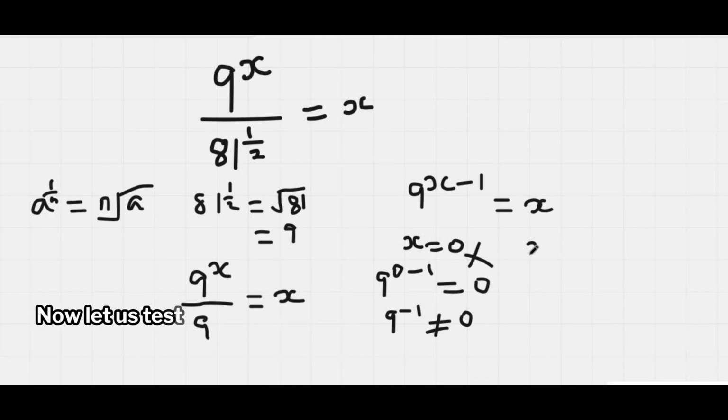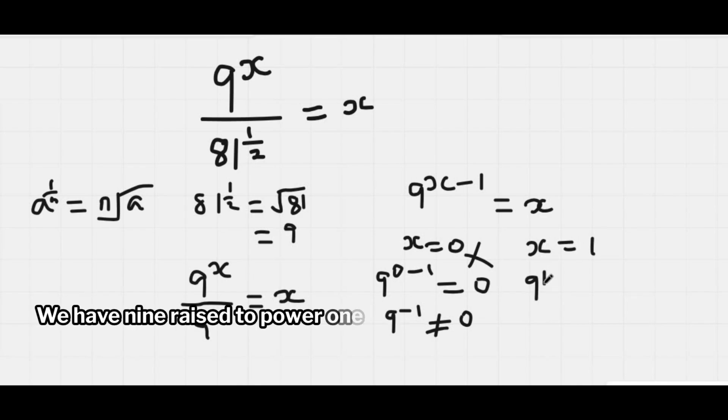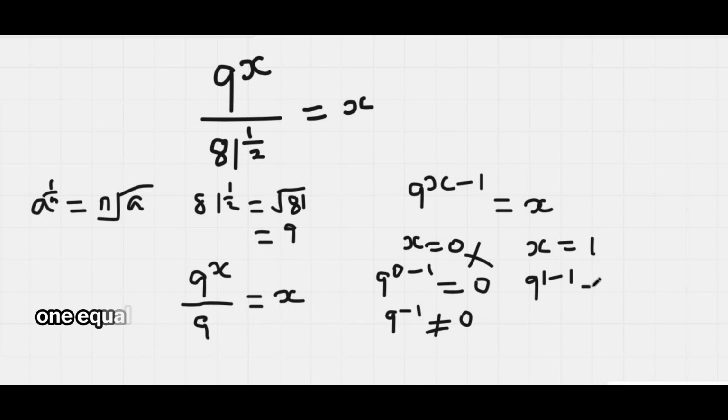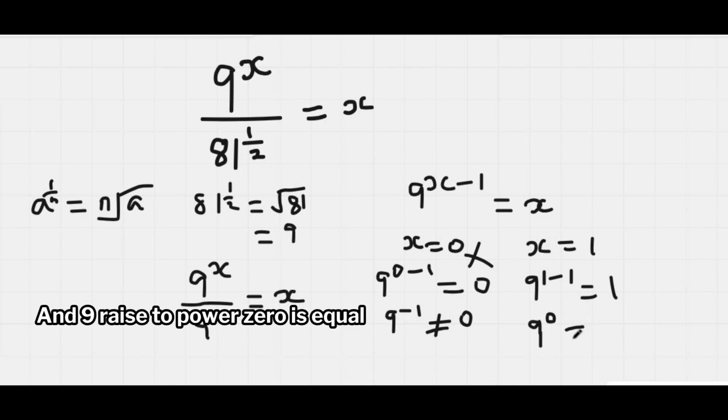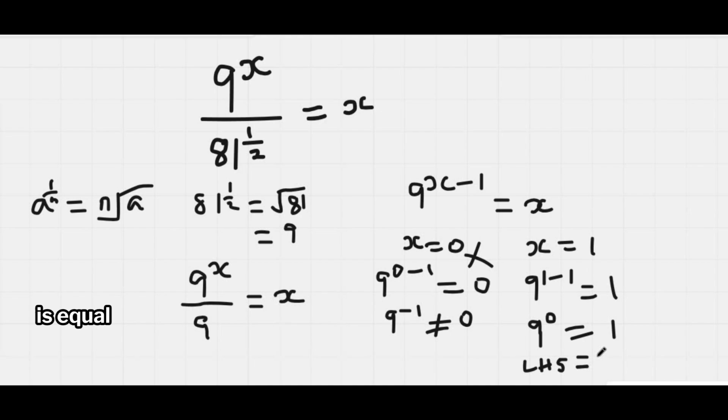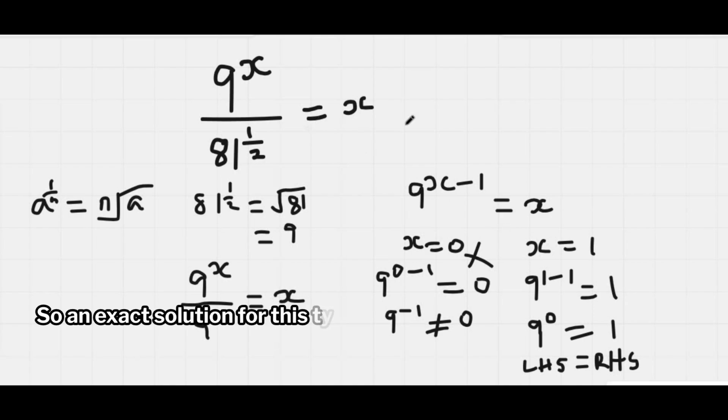Now let us test it with x equals 1. Testing with x equals 1, we have 9 raised to power 1 minus 1 equals 1, and 9 raised to power 0 is equal to 1. So this confirms that the left-hand side is equal to the right-hand side. So an exact solution for this type of equation is x equals 1.